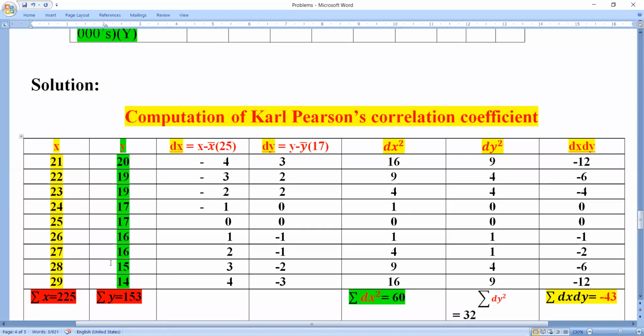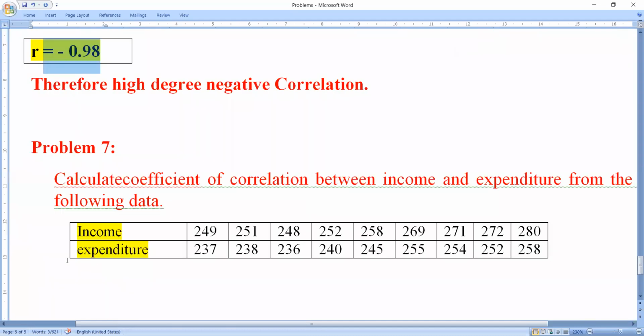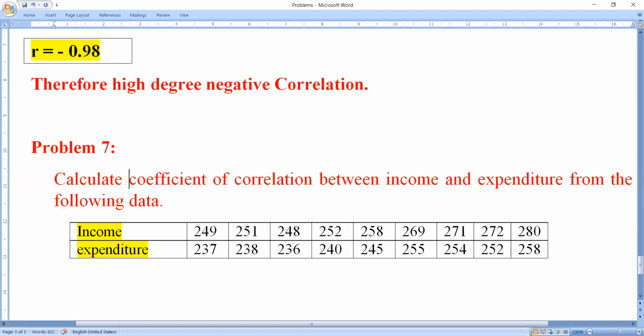After that, we move on to the seventh problem. You should do this in the same form. There is no differentiation in the seventh problem. It is the same as the sixth problem. They have given two data sets, income and expenditure. You should do this and send it to me in the WhatsApp group.